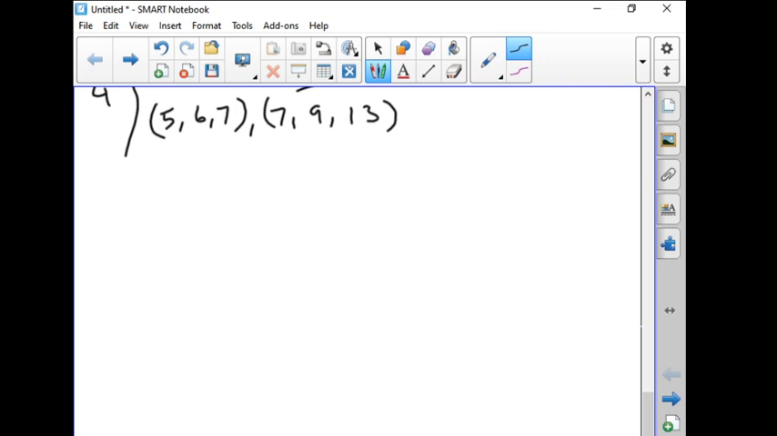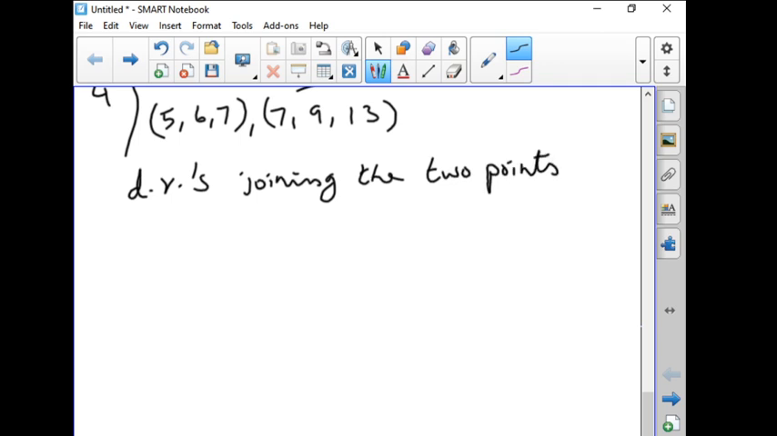First we will see the direction cosines. What about the direction ratios? The direction ratios joining the 2 points, what's the formula? x2 minus x1, y2 minus y1, z2 minus z1. So 7 minus 5 is 2, 9 minus 6 is 3, 13 minus 7 is 6.